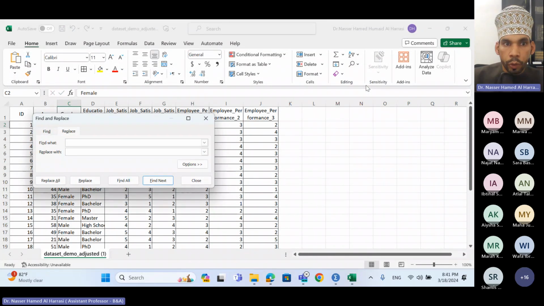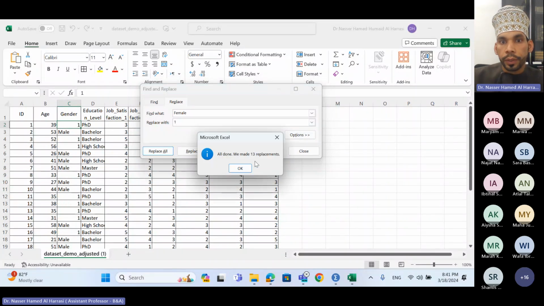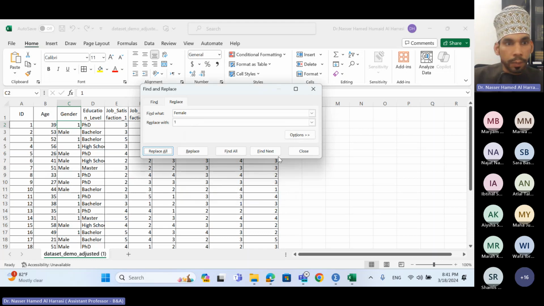So what the program will do, what we are looking to replace, we would like to replace female. And what is the number which we would like to assign it for female? It will be 1, for example. Then we are going to click on replace all. Then we made 13 replacements. Immediately you will find here that wherever female appears in your data set, it changes into number 1.